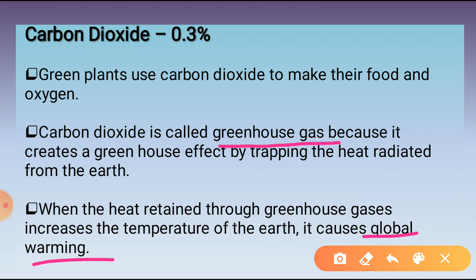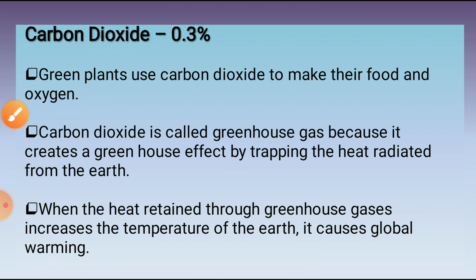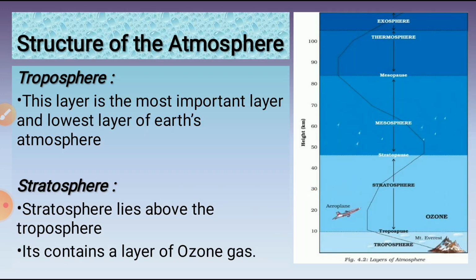So, air circulation. What is air circulation? When air is heated, it expands and becomes lighter and goes up. And the cold air, which is dense and heavy, sinks down, and when hot air rises, cold air from surrounding areas fills in the gap. Now, let us see the structure of the atmosphere.